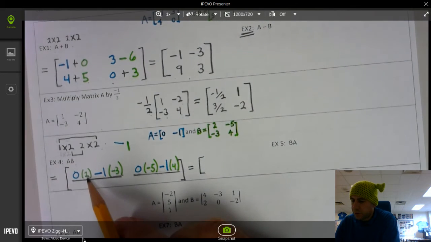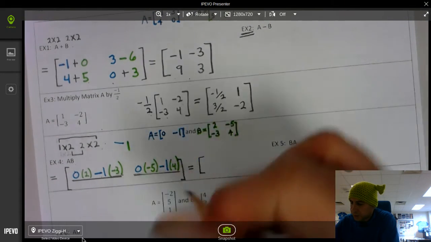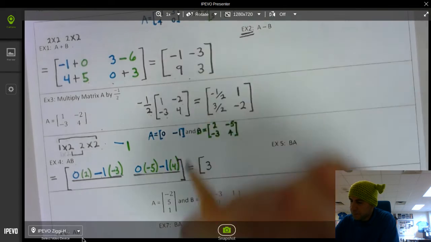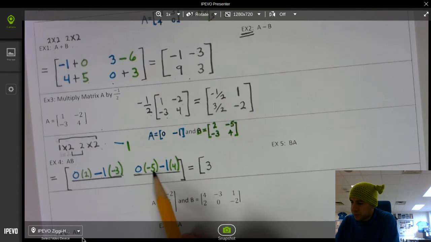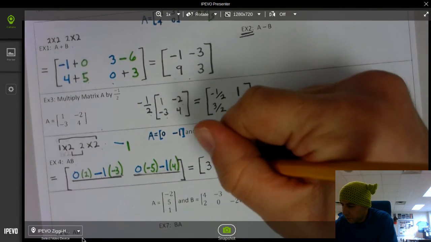So 0 times 2 is 0. Negative 1 times negative 3 is a positive 3. 0 times negative 5 is 0. Negative 1 times 4 is a negative 4.